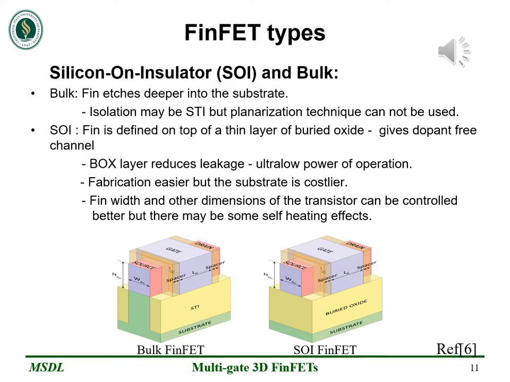The second kind, depending upon the base of the device, the double gate transistors are of two types: silicon on insulator FinFET and bulk FinFET. FinFETs can be made on bulk, where you first define the fin on the top and then etch deeper into the substrate and provide isolation on either side. These types of FinFETs are called bulk FinFETs. This isolation may be shallow trench isolation, but this also has some difficulties. For example, planarization techniques cannot be used to increase the planarity, that is flatness, of the isolation, because the fin is etched into the substrate.